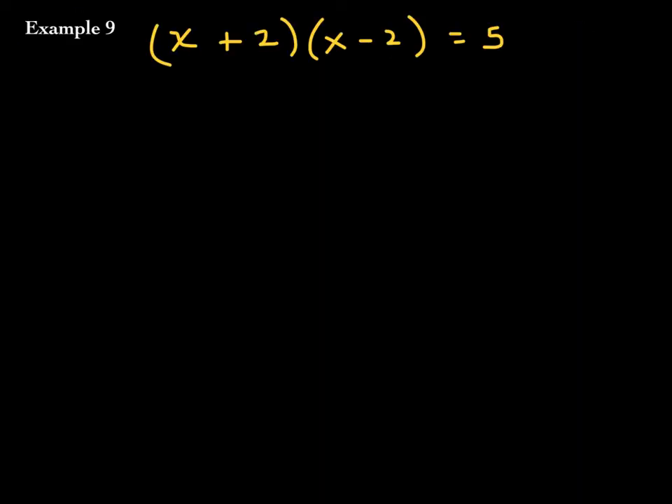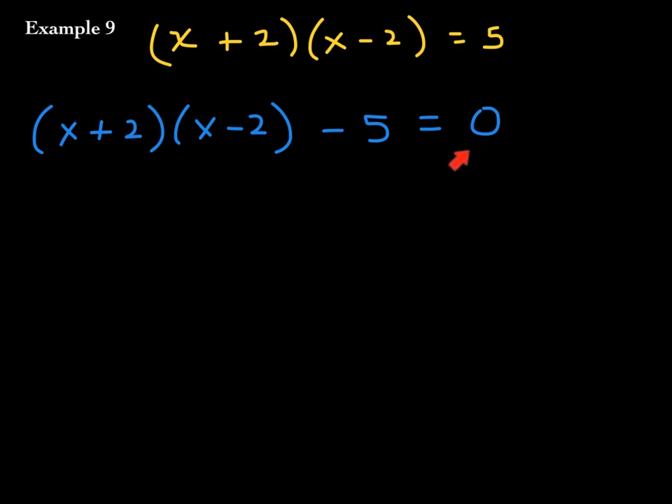All right, this last example here will wrap up the lesson for us, okay? Now notice, although this is factored, it is not set equal to 0. It's not set equal to 0. So that's a big problem here. We need this to be a 0. So what I'm going to do is I am going to subtract 5 from both sides, okay? That would leave me with x plus 2 times x minus 2, and then minus 5 is now equal to 0. So that's really good news.